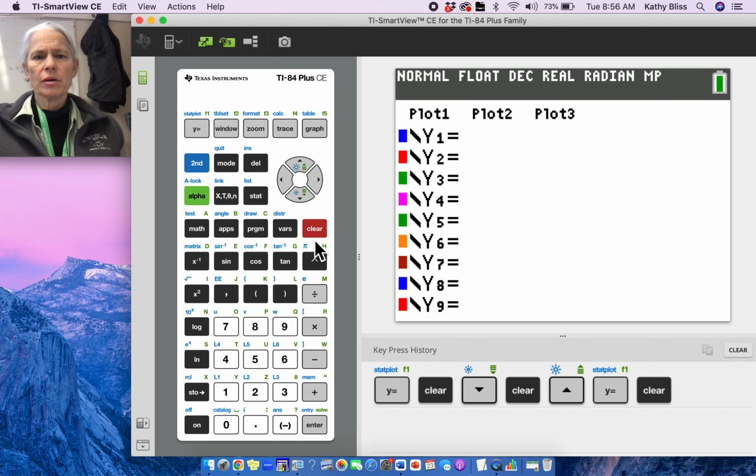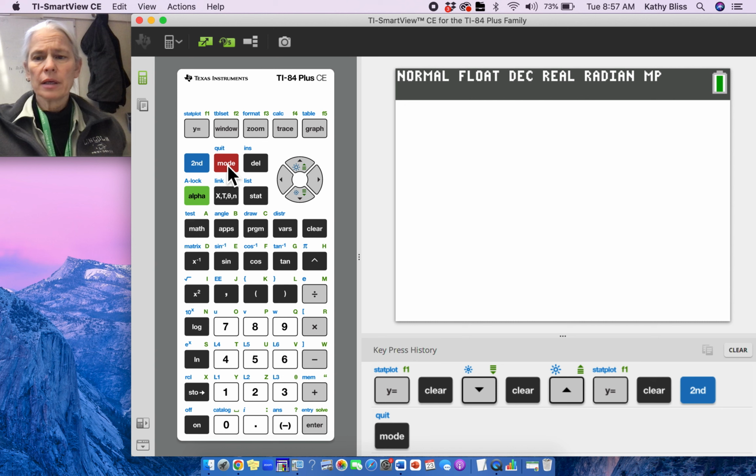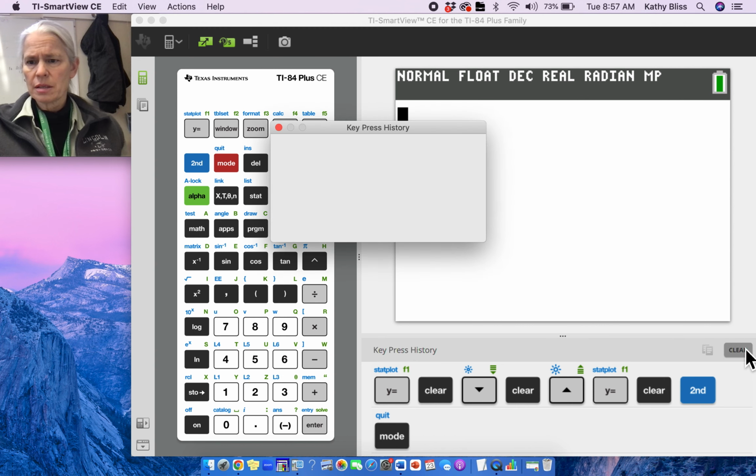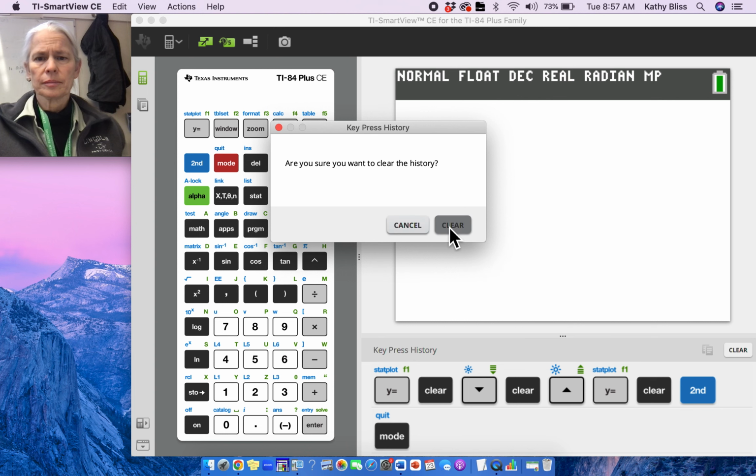Just a quick video to show you how to use the TI-84 calculator. If you want to follow along, my keystrokes are going to be coming up down here at the bottom. And you can pause the video at any time. So just follow along with the keystrokes at the bottom. I'm going to clear these to get ourselves started.